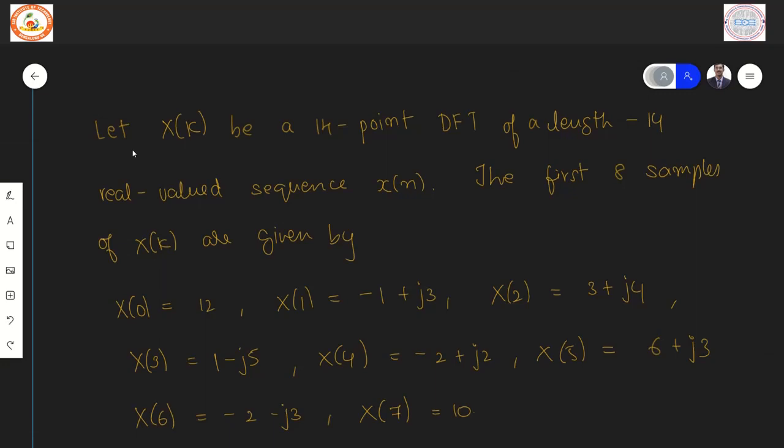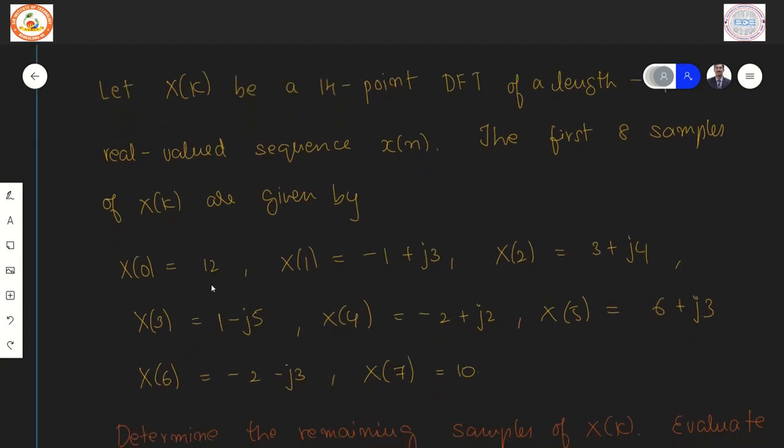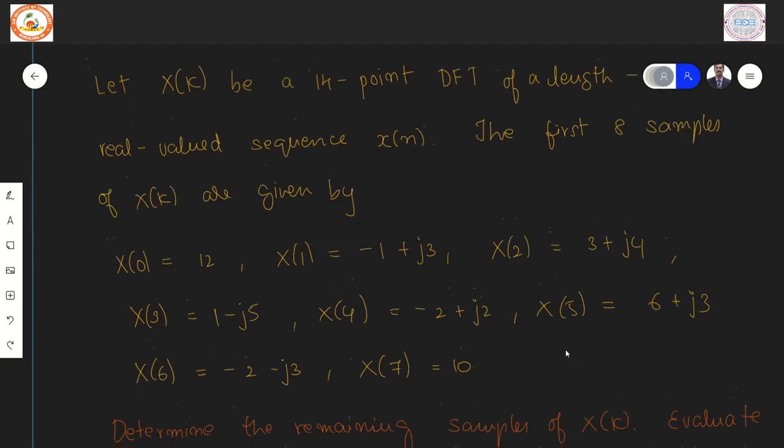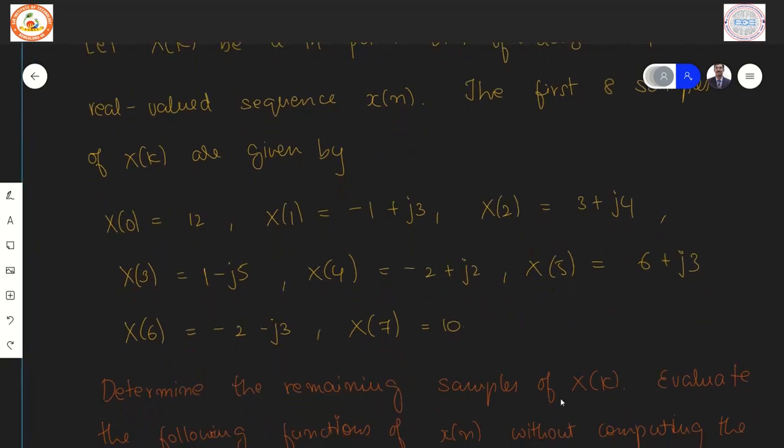Let's read the next question. Let X[k] be a 14-point DFT of a length-14, real valued sequence x[n]. The input is said to be real valued. The first 8 samples of X[k] are given, so they have given you X[0], X[1], X[2] till X[7]. They ask you to find the remaining samples of X[k].